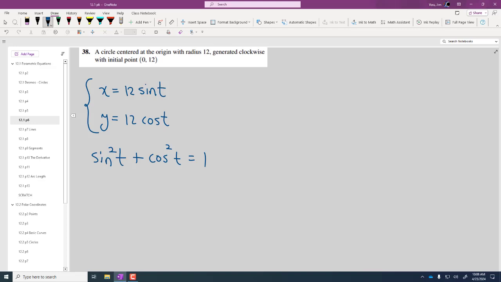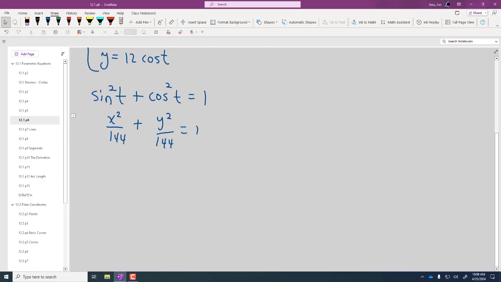What is sine of t equal to up here? x over 12. So we're going to get x squared over 144. Cosine squared, same idea. If we want to solve for cosine, we divide by 12, so we have y over 12, but we're squaring it. So we get y squared divided by 144. That's equal to 1. Multiply both sides by 144, and we get a circle centered at the origin of radius 12. That's what the equation of a circle centered at the origin of radius 12 looks like. So we've got the circle.